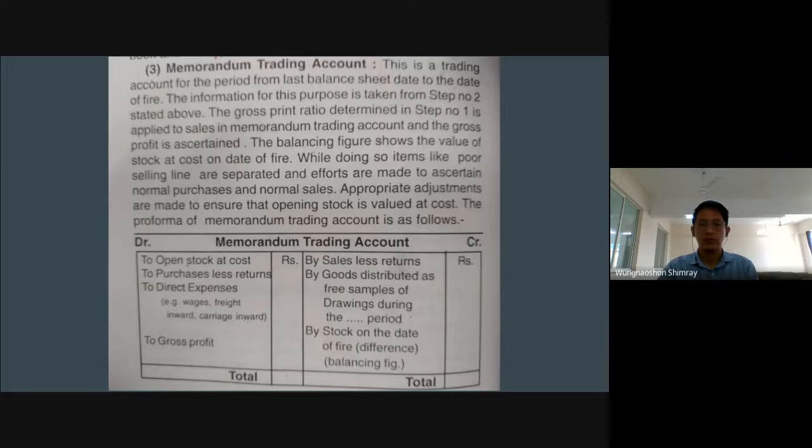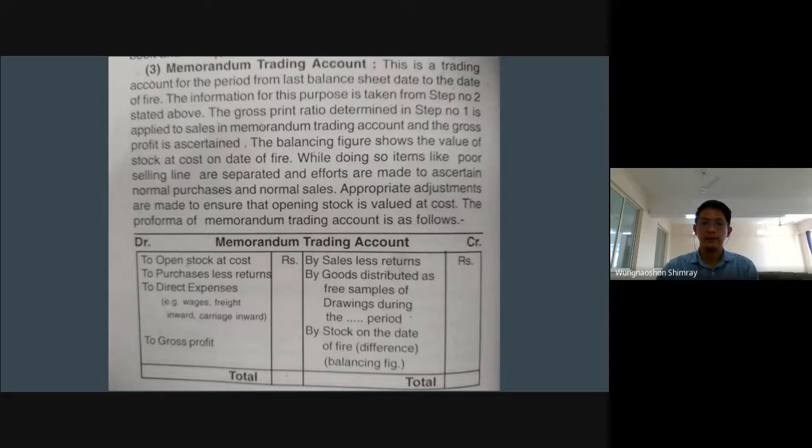So now after gathering that information, we will look at the memorandum trading account. We use the information from step 2, and we use the gross profit ratio that we found in step 1. And after all the calculation, the balancing figure here at the bottom is the value of the stock at cost on the date of fire.